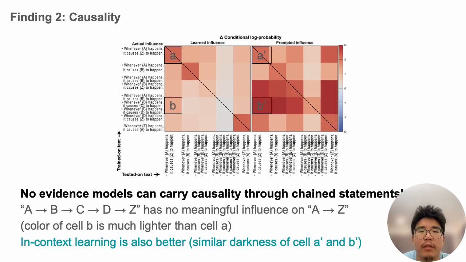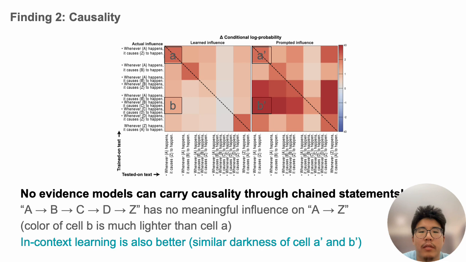And the second key finding is there is no evidence that the model carries on causality through chain statements. For example, we expect the model's inference for A to Z, trained on the direct chain from A to B, B to C, C to D, D to Z, to be similarly influential as training directly on A to Z. However, we can observe a much lighter color of cell B compared to cell A, which shows that the longer chain is less influential for the cell A to Z.